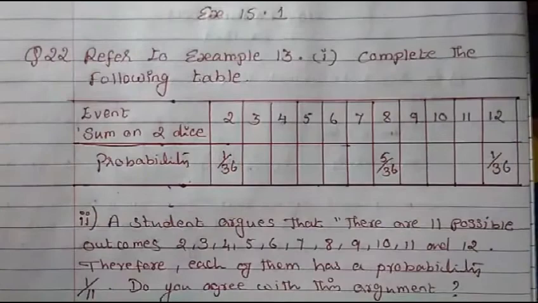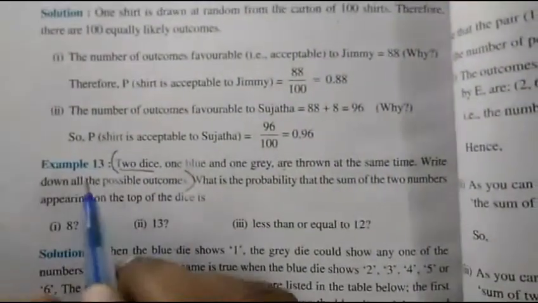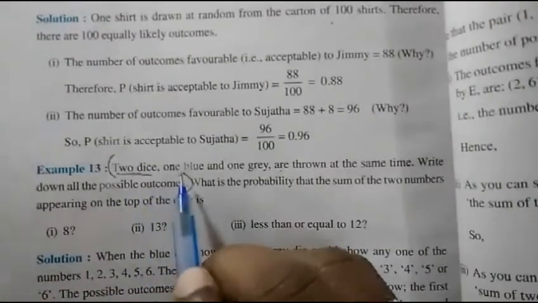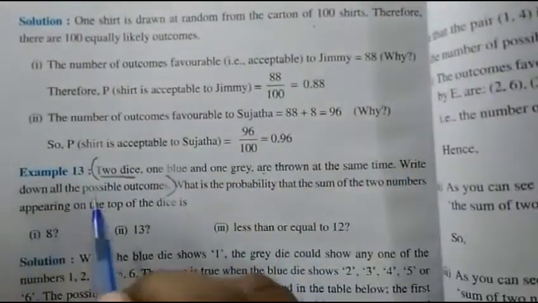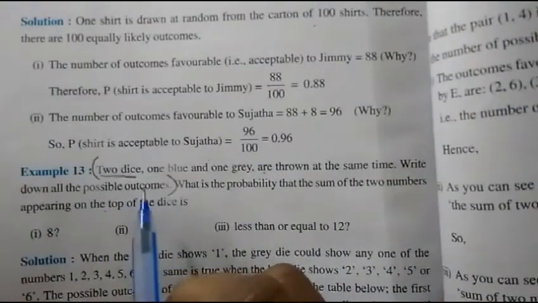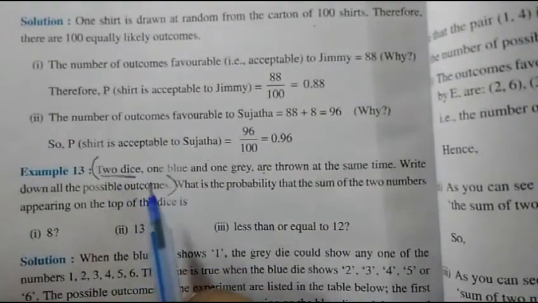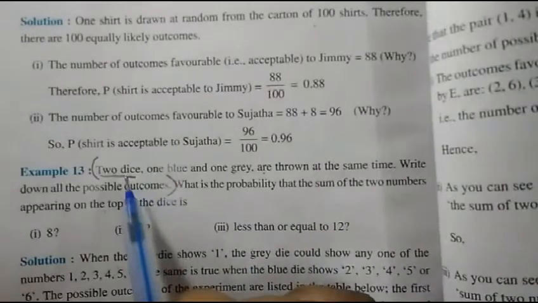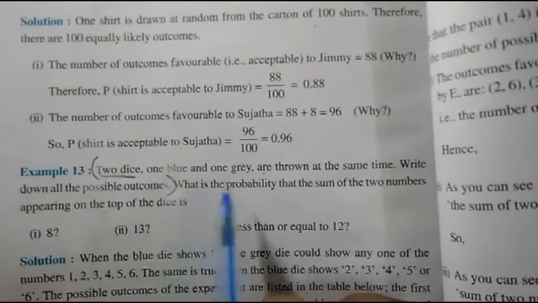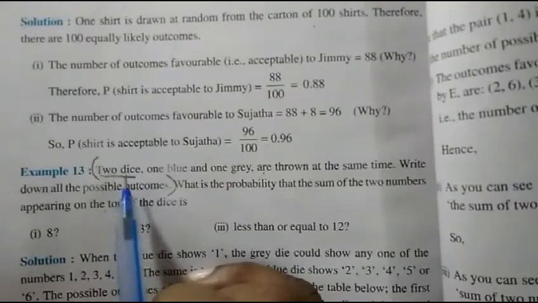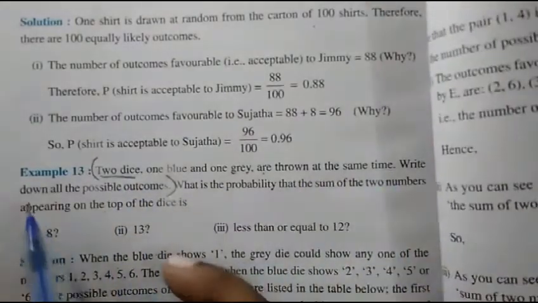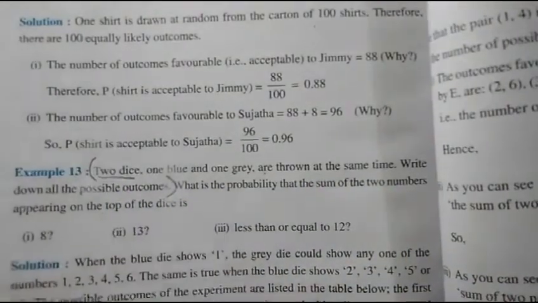So what is the meaning of this? Example 13 says 2 dice, one blue and one grey are thrown at the same time. Write down all the possible outcomes. So what it is said, 2 dice are thrown at the same time. You just don't care about the color here. Color is not that important. What is important is 2 dice. 2 dice are thrown at the same time. Write down all the possible outcomes.